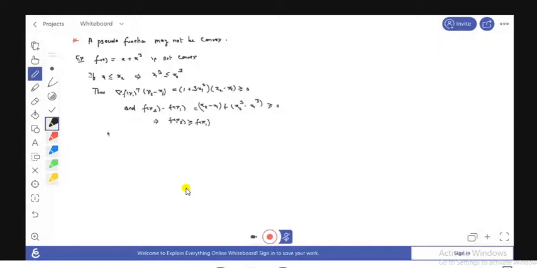So you can find here that f(x) is a pseudo convex function. So this is your pseudo convex function. This is a simple example, and you check that this function is convex or not.